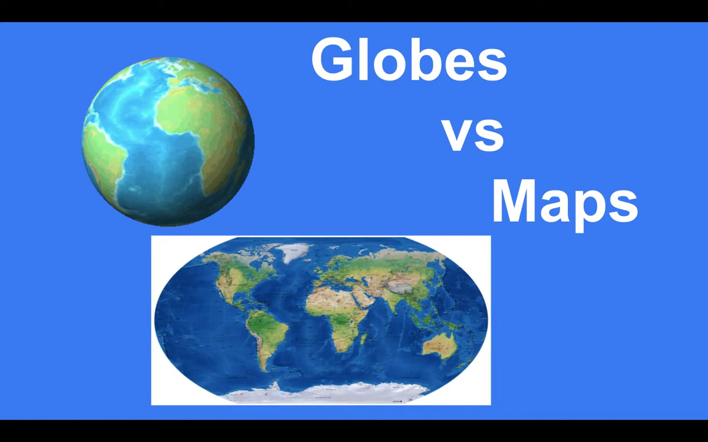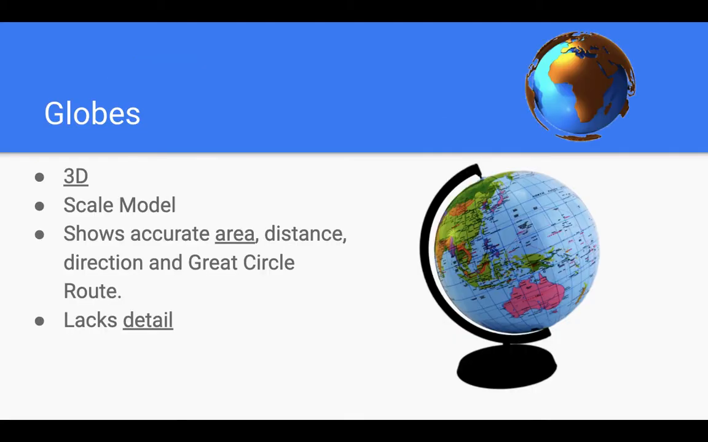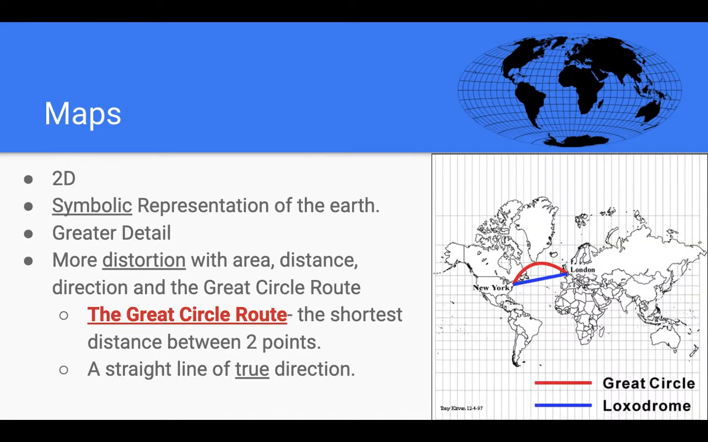All right, so globes versus maps. Globes are pretty easy. They're a 3D scale model of the Earth. They show accurate area, accurate distance, and direction, and even the Great Circle route, which we'll talk about in just a second. The issue is they lack detail, because you can't zoom them in enough to get an accurate representation of what the Earth is like. So that's why we have maps.